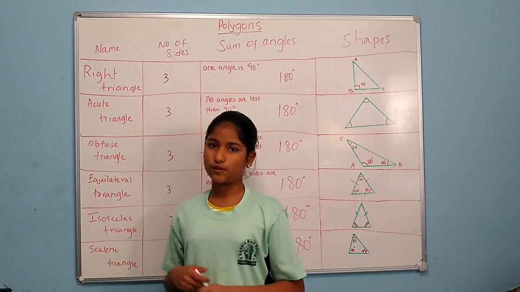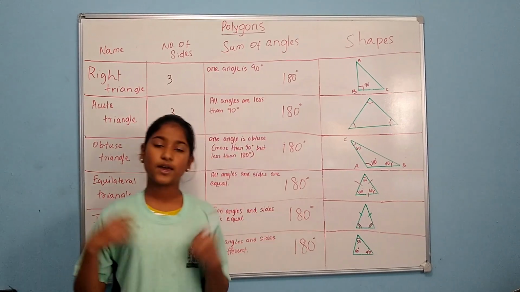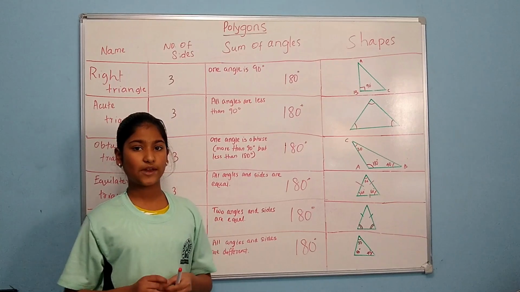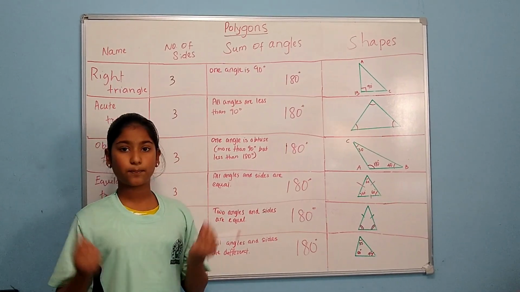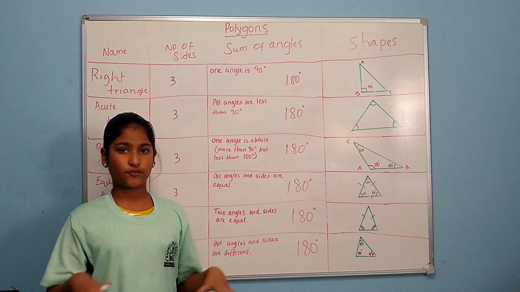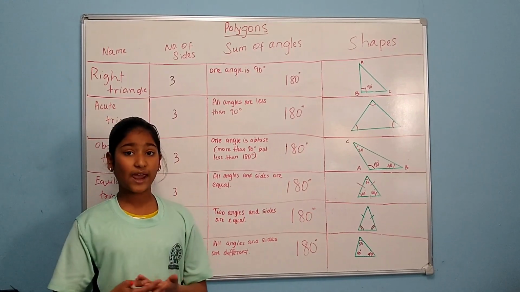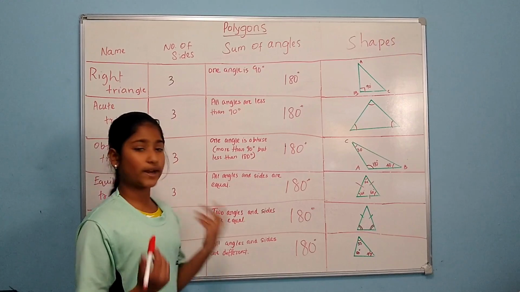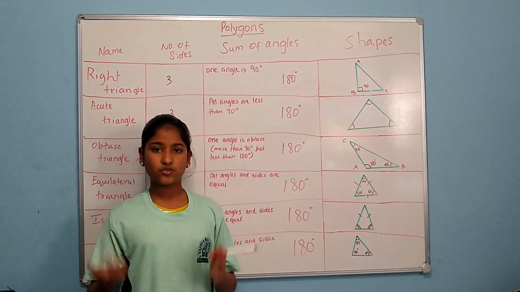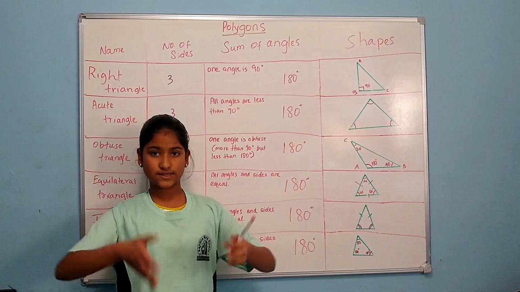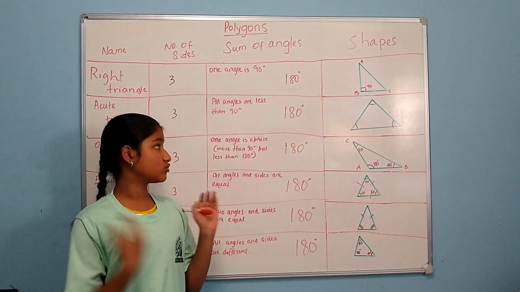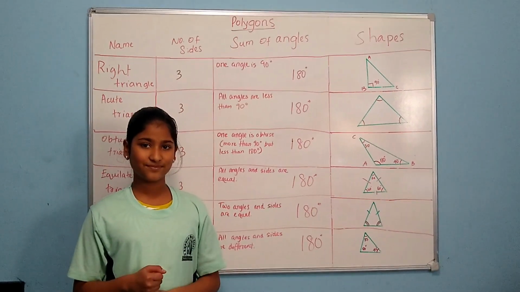Let's learn about the last one, which is a scalene triangle. It also has 3 sides, and the sum of all of the angles is 180. And the particular thing about a scalene triangle is that all sides are different, so none of them are the same, and the angles also vary. So one example would be a 30-degree, 40-degree, and 50-degree triangle. It all has different sides, and it has different angles. So now you know about triangles and polygons.